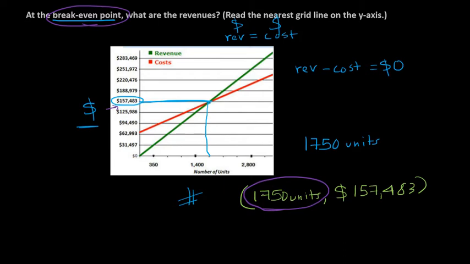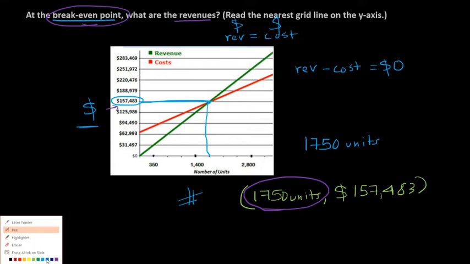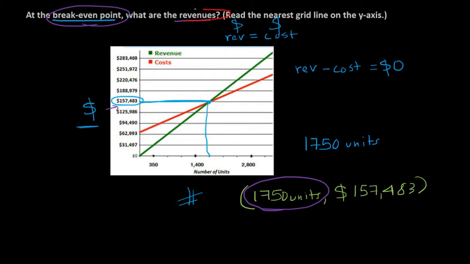But we still haven't answered the question, which was what are the revenues at the break-even point, and that would be the 157,483. Okay. At the break-even point, what are the revenues? The revenues are 157,483. So be really careful when you're answering these questions, whether it's asking you for the break-even point, in which case you're telling them a number of units, or if they ask you for revenue or cost, in which case you should be reporting dollars.